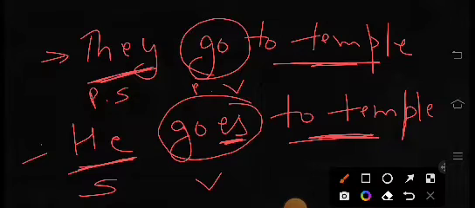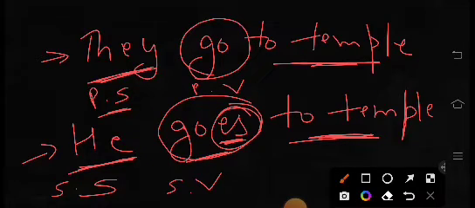In the second sentence, the subject is he, and we know he is a singular subject. We use he for a single individual. So with a single subject, the verb will always be single. So singular subjects follow singular verbs. So here the verb is including the letters s or es. So he goes to temple. I hope you well understood the topic that plural subjects include plural verbs and singular subjects include singular verbs. Plural verbs are the verbs which do not end with s or es, and singular verbs are the verbs which follow s or es.